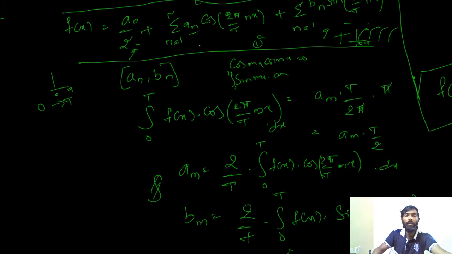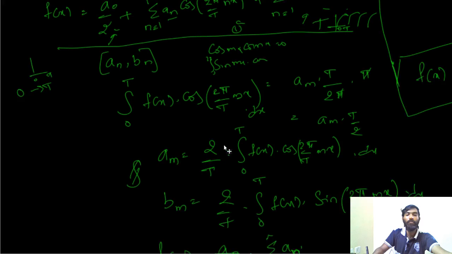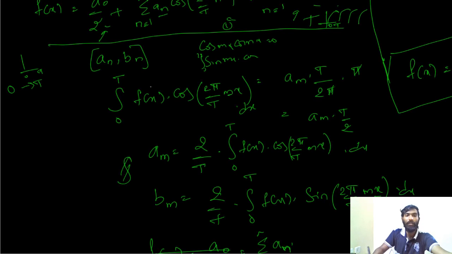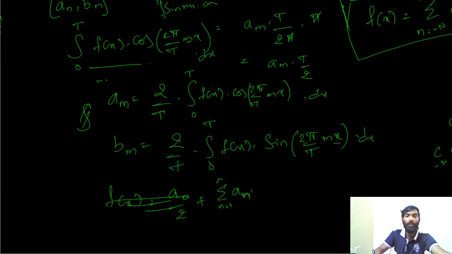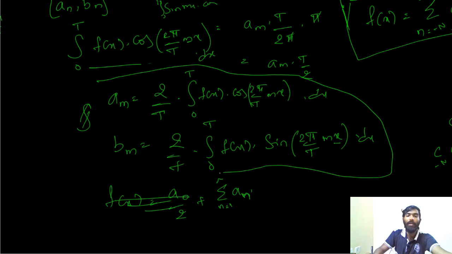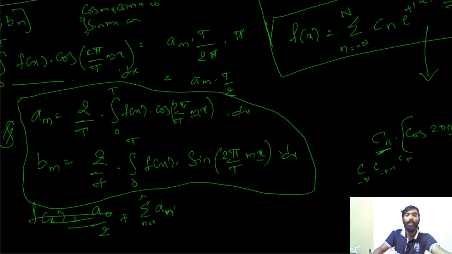So your weight am, or the weight of the cos wave for the mth frequency, is going to be 2 by T into this integral that you did, and the sine weight is going to be 2 by T into the integral of f multiplied by sine. So this is the actual Fourier series that everyone talks about. This is the continual Fourier series. Alright, and m is the frequency, the sin mx and cos mx waves, and T is the period of the function.